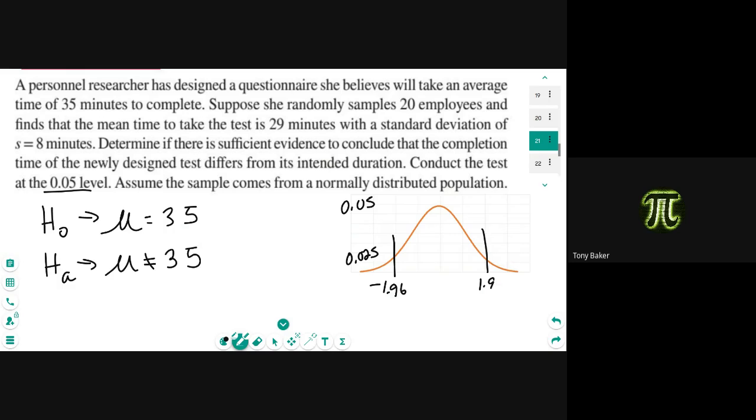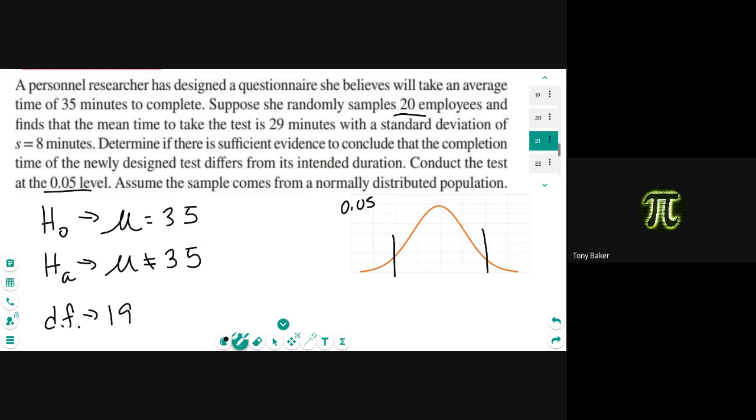Hold on a second. I forgot. This is T. All right. So with T, we have to do one extra thing. We need our degrees of freedom. So degrees of freedom in this case, 20 employees, so my degrees of freedom is 19.